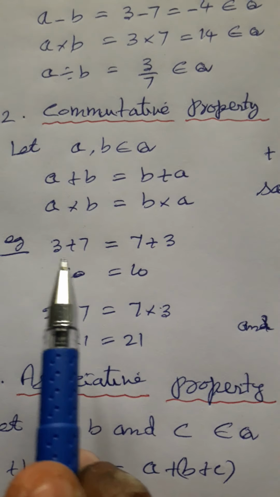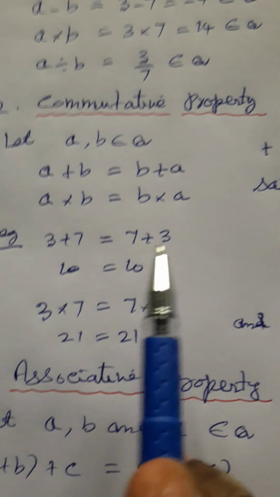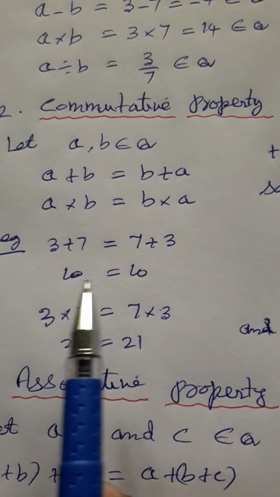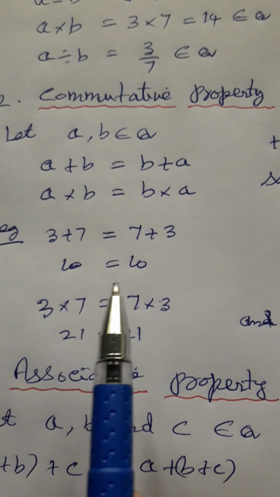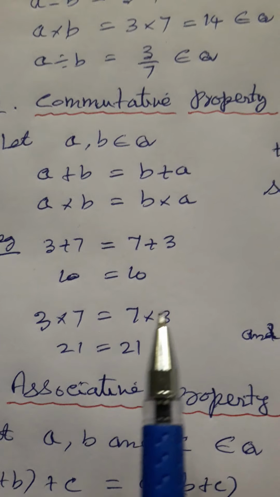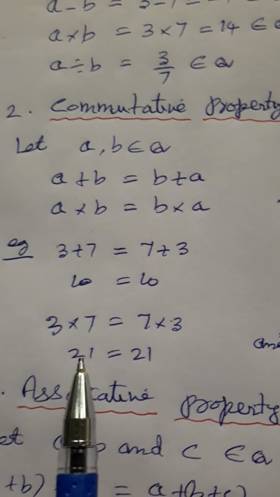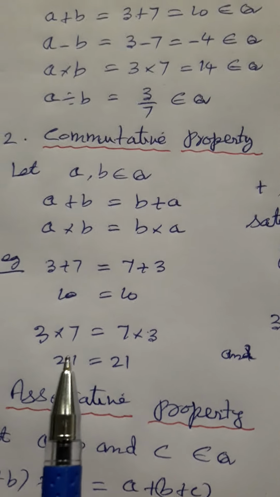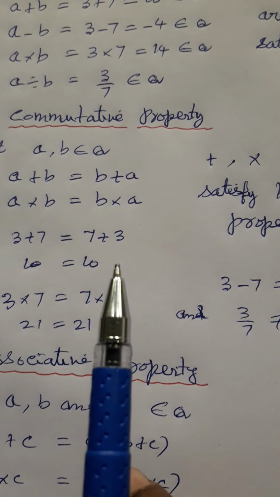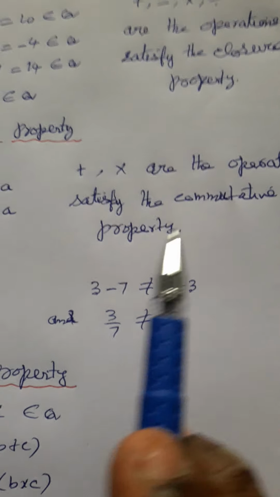I take 3 plus 7 equal to 7 plus 3. 3 plus 7 is 10, and also 7 plus 3 is 10. So we get equal values, 10. And multiplication, 3 into 7 is 21, 7 into 3 is 21. So 3 into 7 equal to 7 into 3. So we get the same value, 21. So addition and multiplication are the operations that satisfy the commutative property.